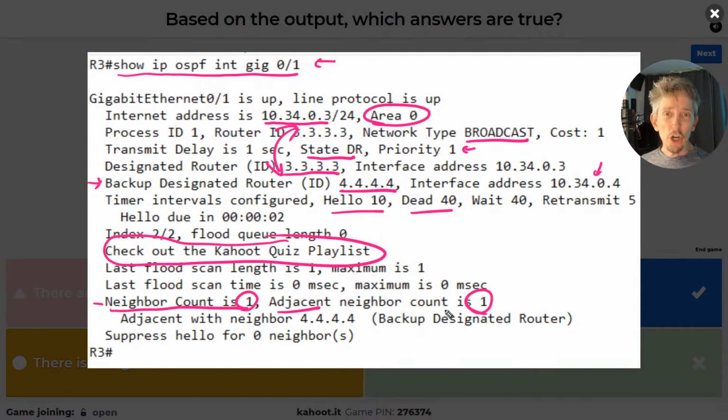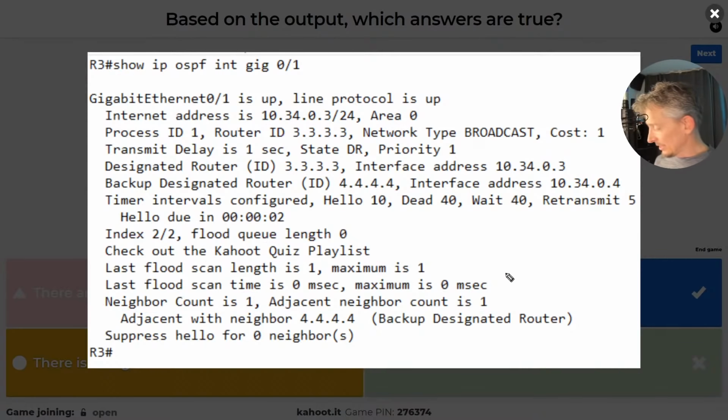And if we did a show ip ospf interface brief, and you weren't on Packet Tracer, because Packet Tracer has a little hiccup with that command, it would show you a count of neighbors and fully adjacent neighbors in the far right-hand column. So that's the same output here.